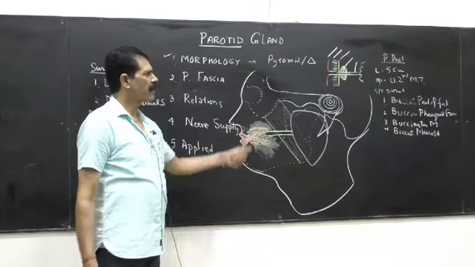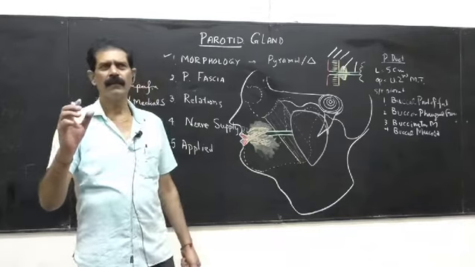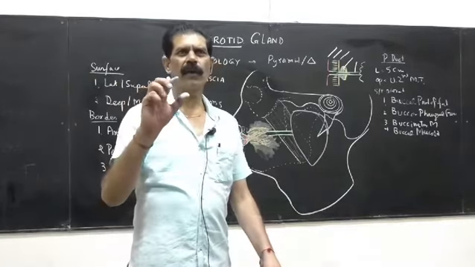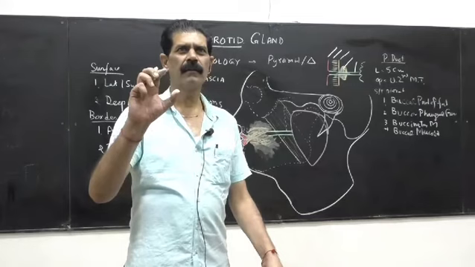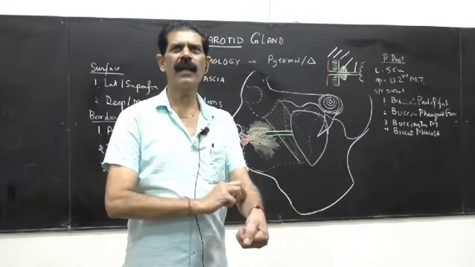So this is how the parotid duct is there. So, pinch and cock mechanism. What is the pinch and cock mechanism? Cock, then again pinch, cock, cock. So this is called the pinch and cock mechanism.